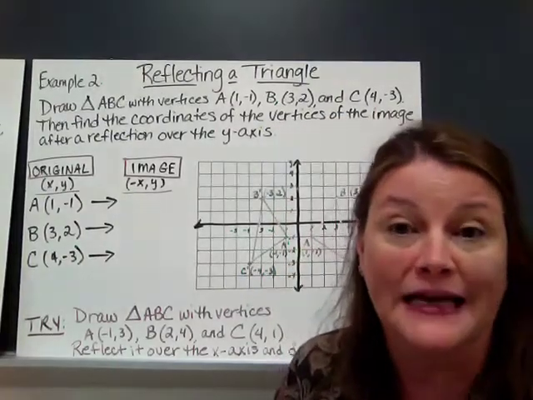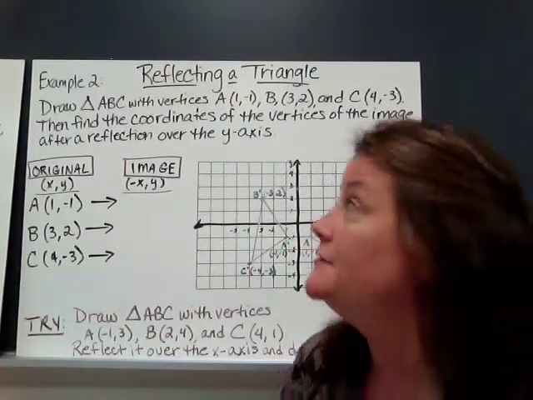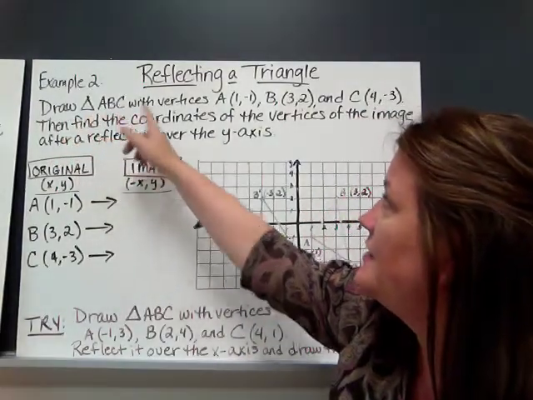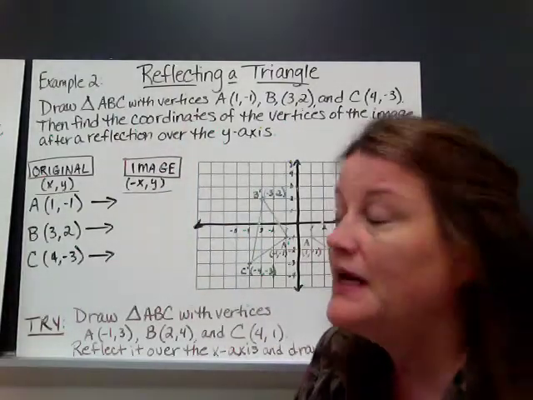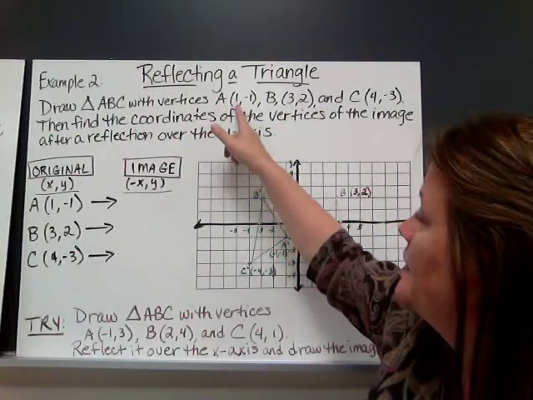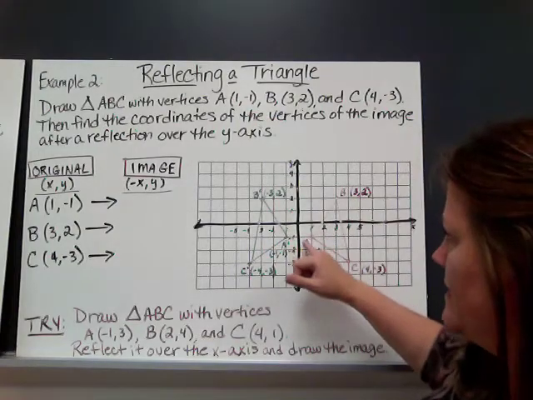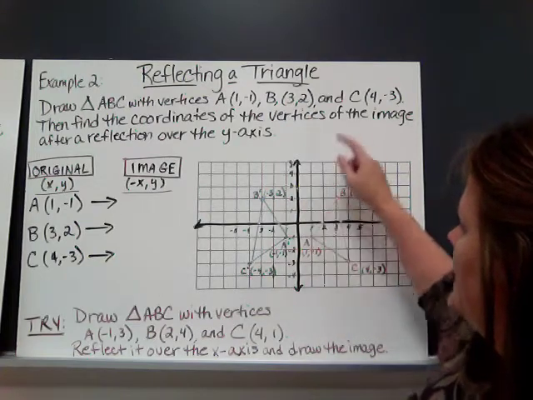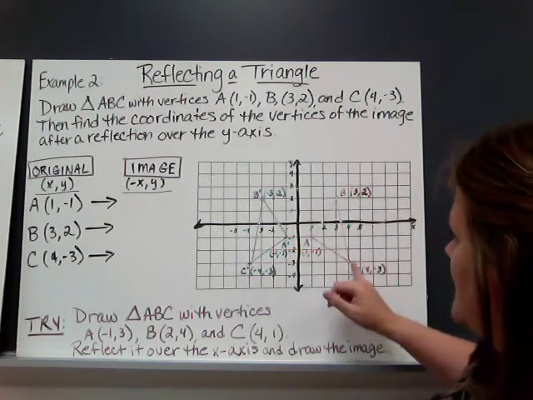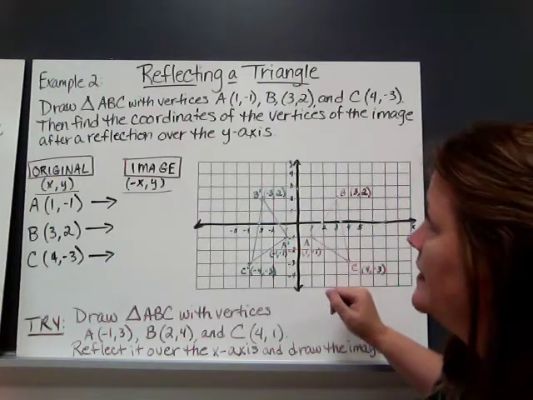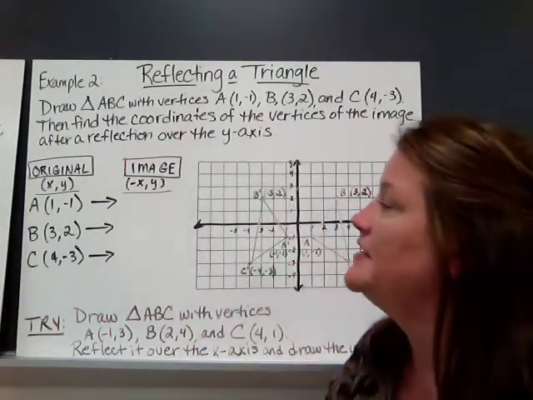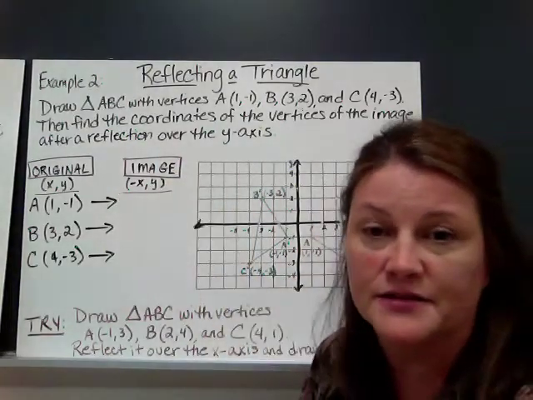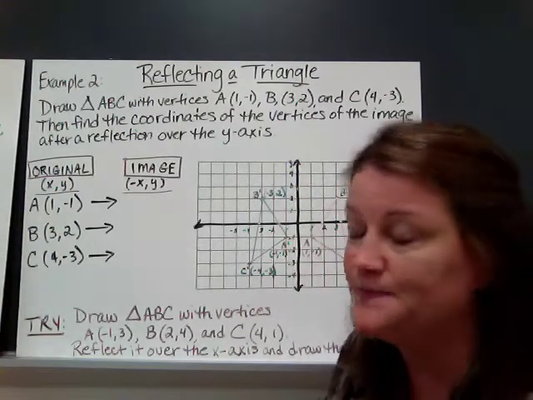So let's try reflecting a figure, reflecting a triangle. This is example 2. So you would draw a triangle ABC with these vertices that are listed. I have vertex A at 1, -1. That's right here. Vertex B at 3, 2, right here. And vertex C at 4, -3, right here. It says, then find the coordinates of the vertices of the image. And we're looking like we're performing a reflection here over the y-axis. That's our line of reflection or line of symmetry.